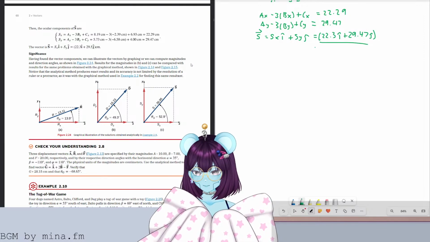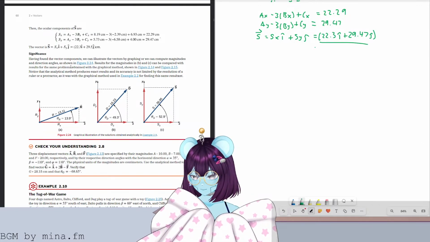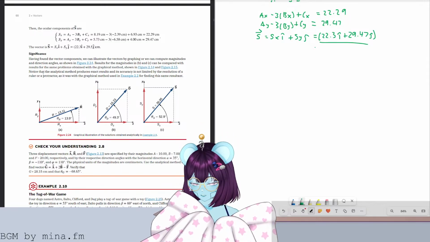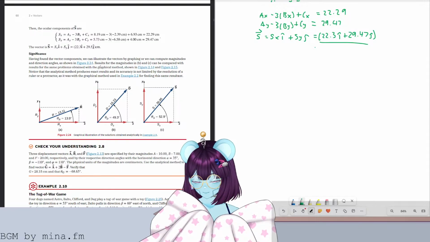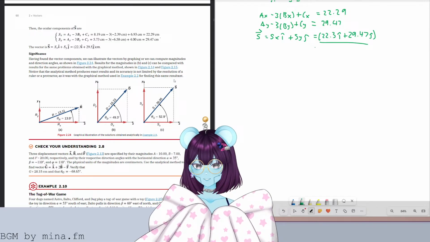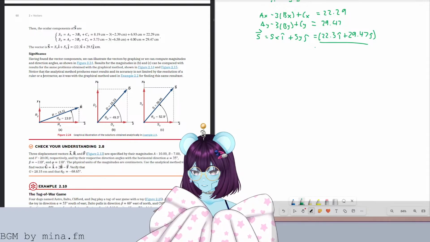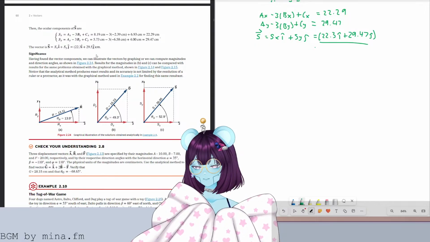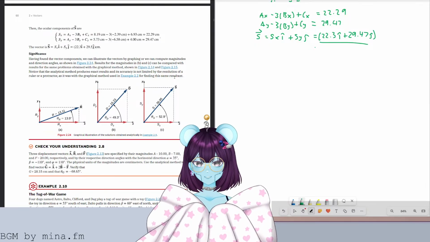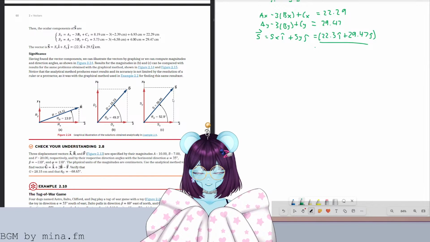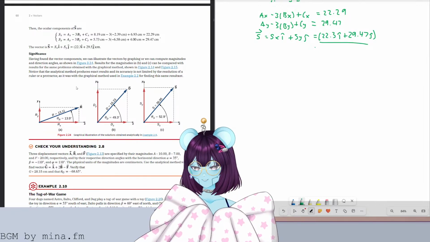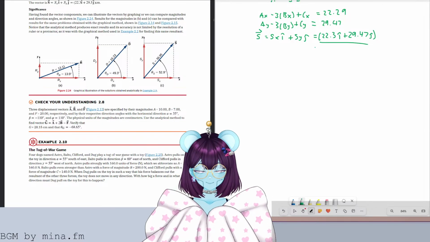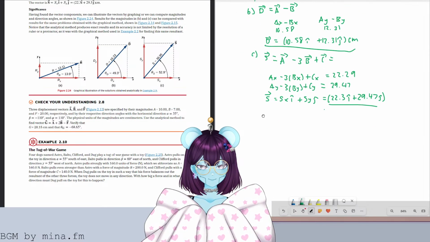Results for the magnitude in B and C can be compared with results for the same problems obtained in the graphical method shown previously. Notice that the analytical method produces the exact same results, and its accuracy is not limited by the resolution of a ruler or protractor, as is the graphical method used previously for finding the same resultant. So yeah, previously they told me to get out a ruler and protractor, and I did not have that. But I find the analytical method to be easier, of course, and more accurate.